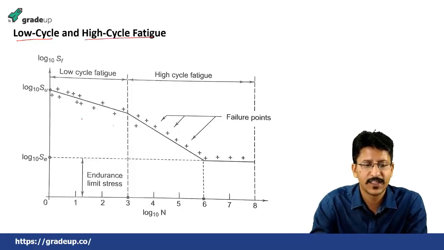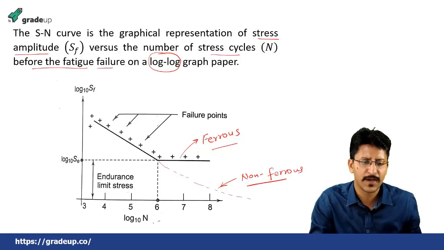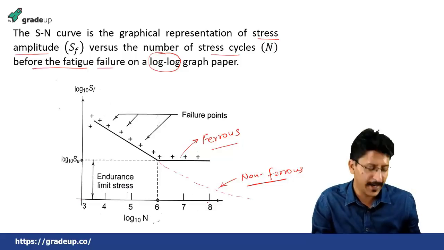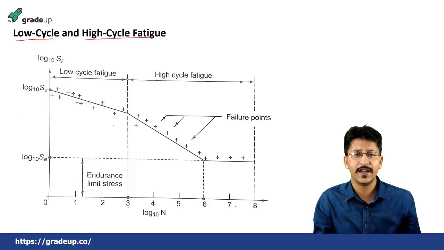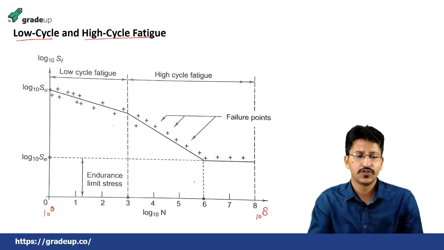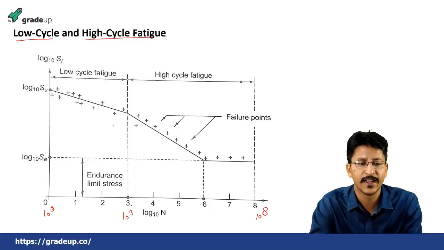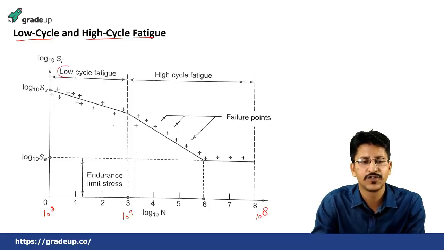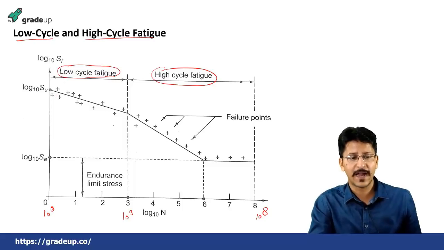What are those? See, this is again the diagram. Earlier we had drawn it from 10 raised to the power 3 only till 10 raised to the power 8. But now we are drawing it right from here, from 10 raised to the power 0 to 10 raised to the power 8. So from 1 to 10 to the power 3, that means 1000 cycles, the stresses induced are known as low cycle fatigue, and above that they are known as high cycle fatigue.